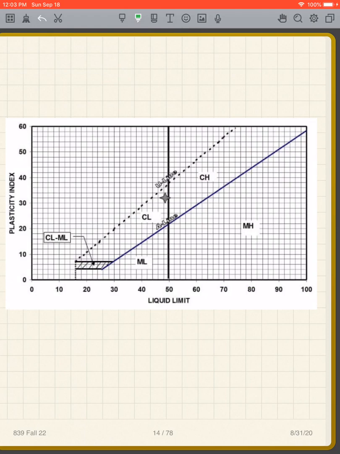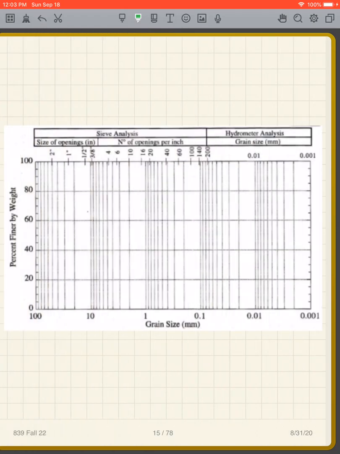And then also there are times when you need to plot the fine-grained portion of a coarse-grained soil. So in other words, if you have a sand that has a little bit of clay in it, sometimes you have to plot the clay portion of that sand on this plot. This is a blank plot you can use in the notes.